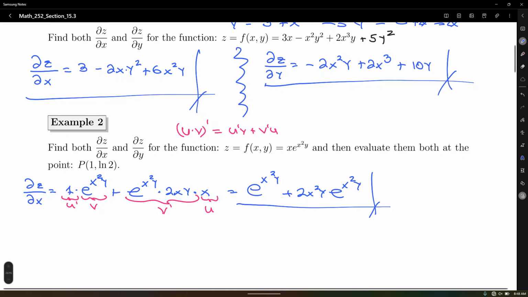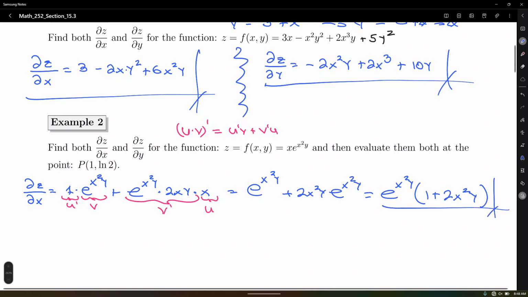Okay, so yes. Would you want to factor out the e to the x squared y? You know what? I think it would be a good idea because we will later evaluate at a point. Yep. That's going to reduce the number of substitution calculations, you know? So that's a good idea. e to the x squared y times 1 plus 2x squared y. Yep, much better. Good call. All right, so that's the first partial derivative with respect to x.